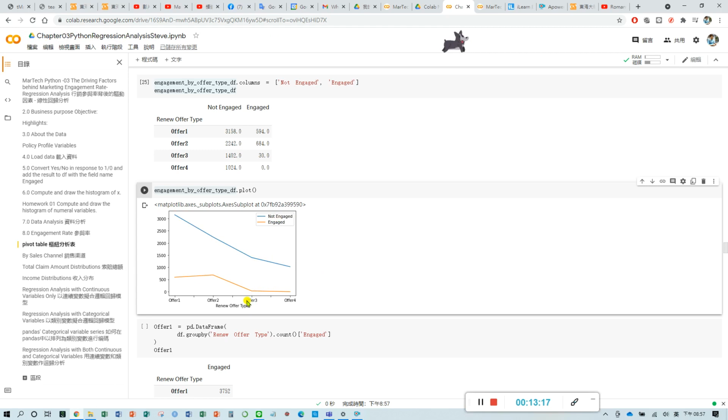So you may see the major offer type should be offer 1, the first one. For the last one, offer 4 is a minor, not too many, right? So you can see the distribution for these 4 offer types.